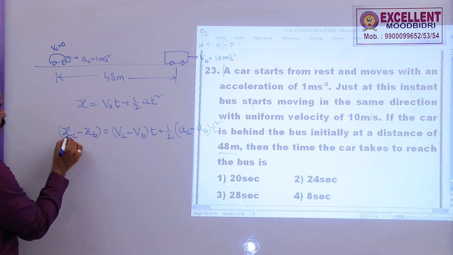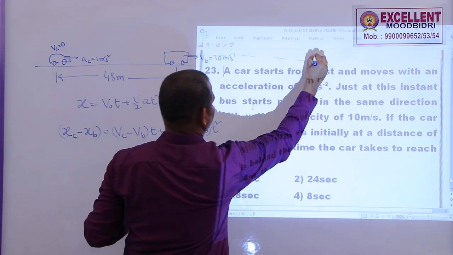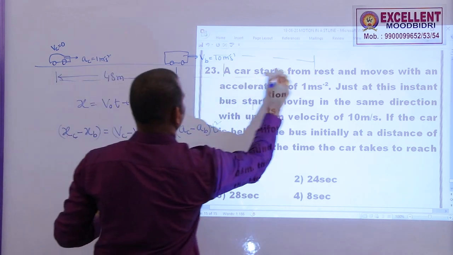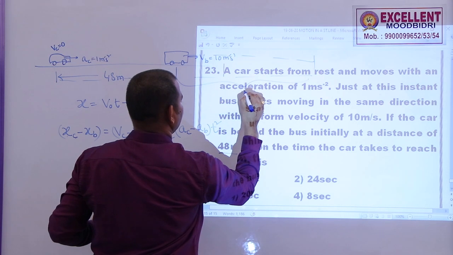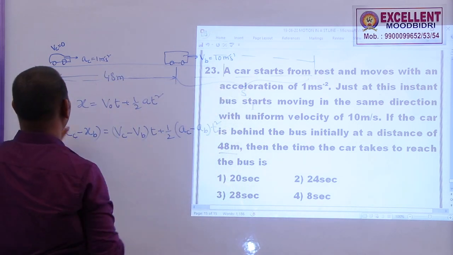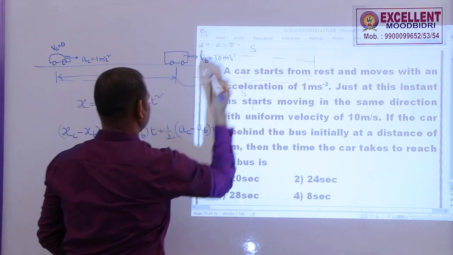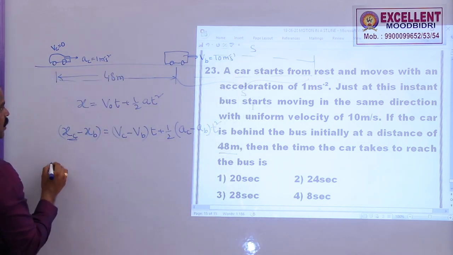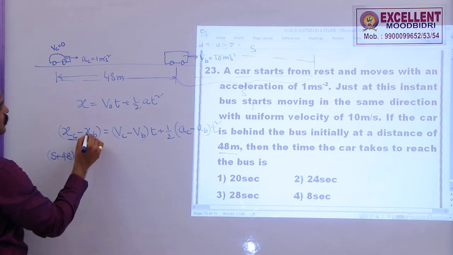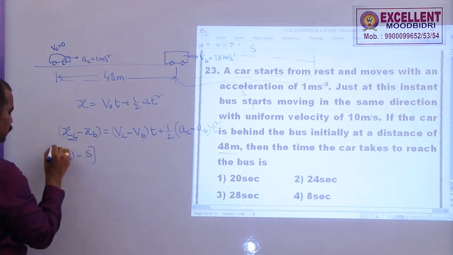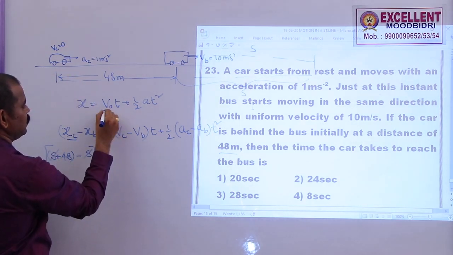So what is the displacement of the car to reach the bus? Here these two are 48. The bus will travel some distance, and the car has to travel this plus 48. Let us say this is S. So the total distance to be covered by the car is equal to S plus 48, but the distance traveled by the bus will be S. So the difference is S plus 48 minus the distance covered by bus S. So you can cancel these two. These are all initial velocities only.